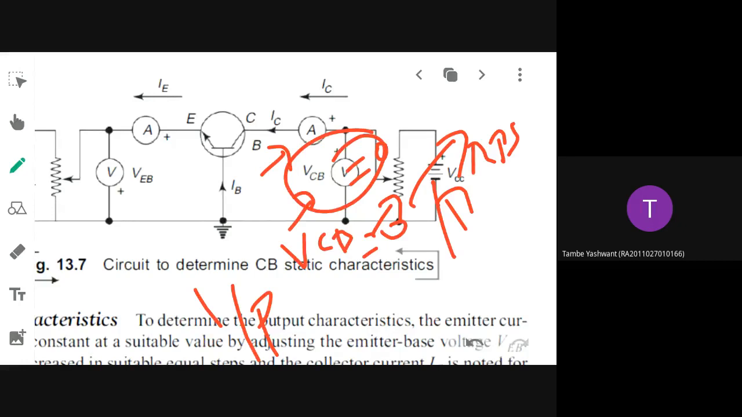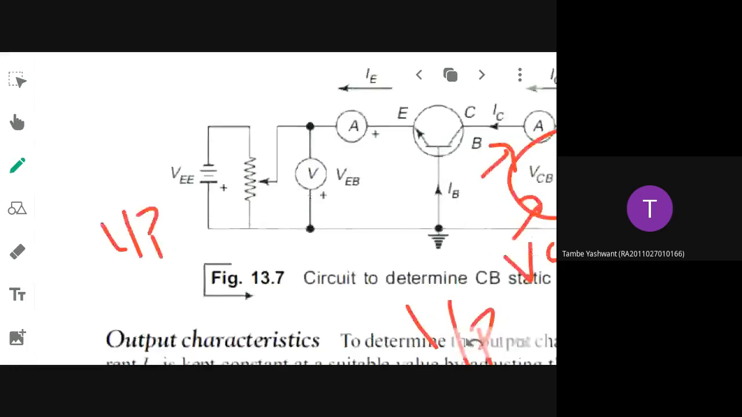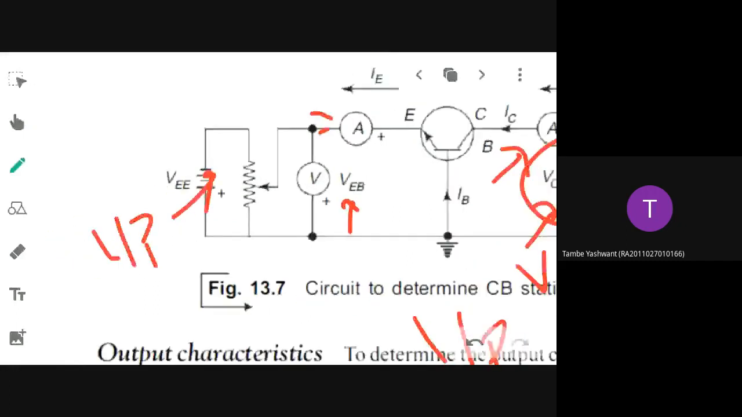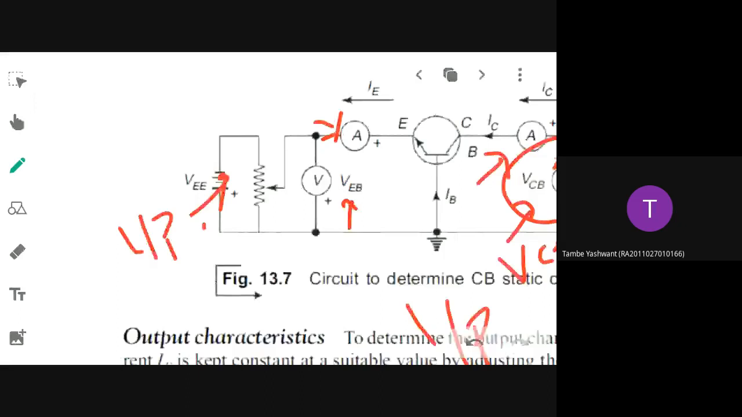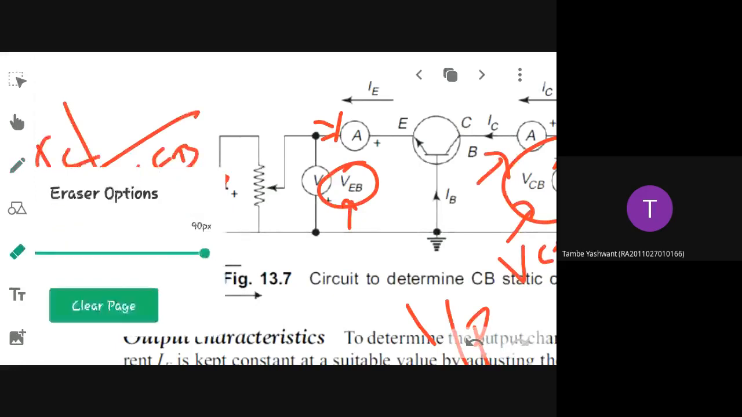I will come back to the input side. Now I will vary this emitter base voltage. If I vary this RPS, this ammeter and this voltmeter will show variable readings. So just by varying this input, I will be able to vary VEB and draw the curve between VEB and IE. That characteristic will be the input characteristics. So let's check it out.